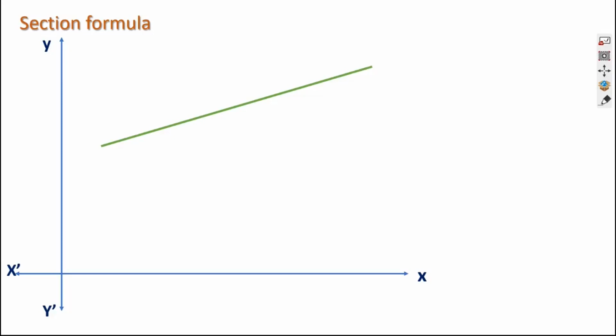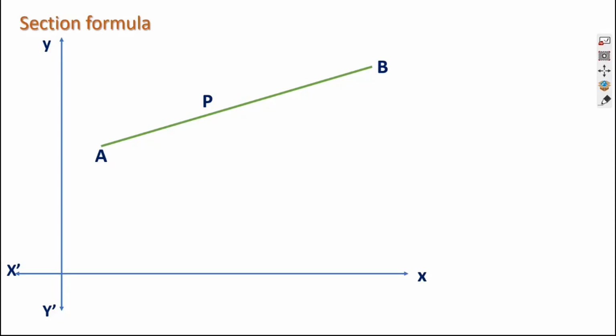Suppose this is the line segment, and if you are asked to find the distance between A and B, you will easily find it, because you will use the distance formula, right? Suppose there is another point P in between. If you are asked to find the coordinates of point P, it is not possible until we derive a section formula.